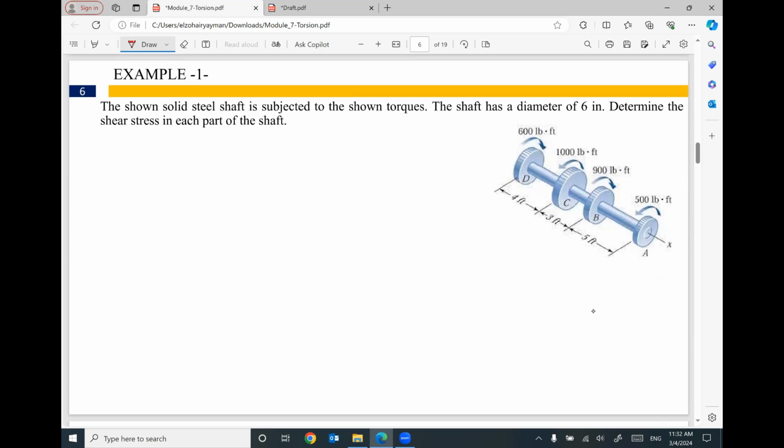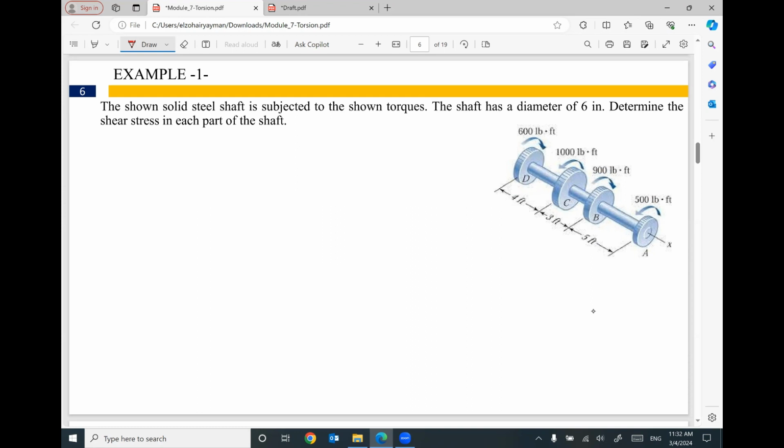The shown solid steel shaft is subjected to the shown torques. We have a torque at A equal 500 pound-feet, at B 900 pound-feet in opposite direction, at C 1000 pound-feet, at D 600 pound-feet. Please make sure you figured out the direction of the applied torque. I don't care if it's clockwise or counterclockwise, but if we have two values opposite to each other, we have to subtract both of them.